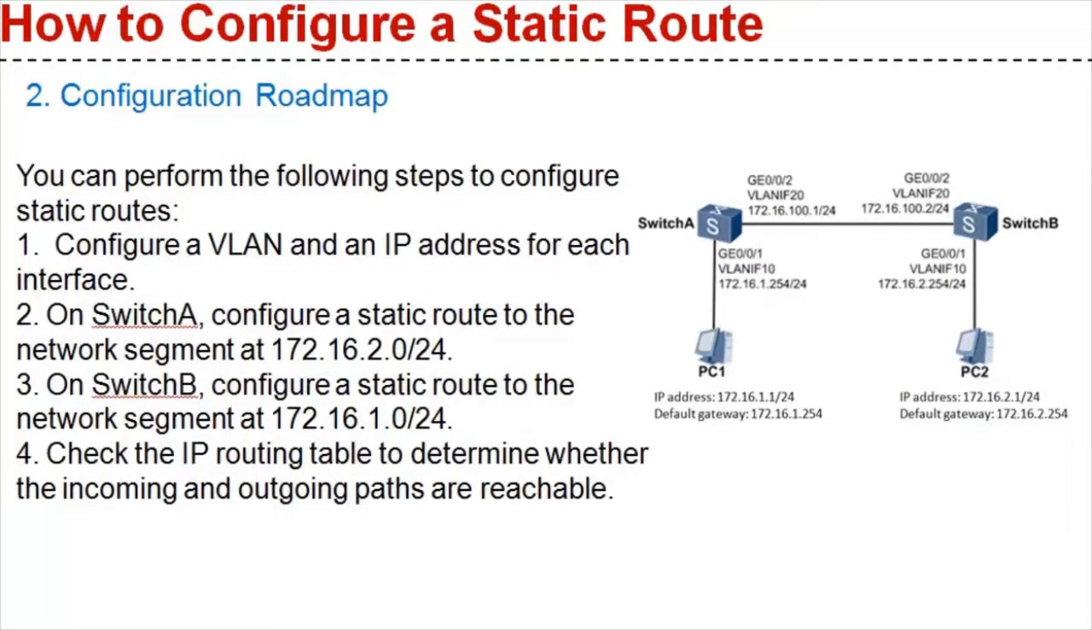Second, check out the configuration roadmap. The configuration roadmap involves two steps. Step 1, configure a static route from switch A to PC2. Step 2, configure a static route from switch B to PC1. The second static route is also called the return route.